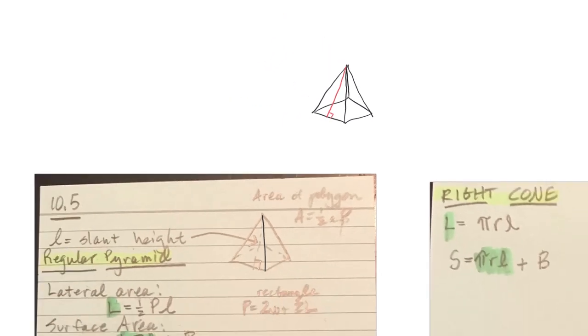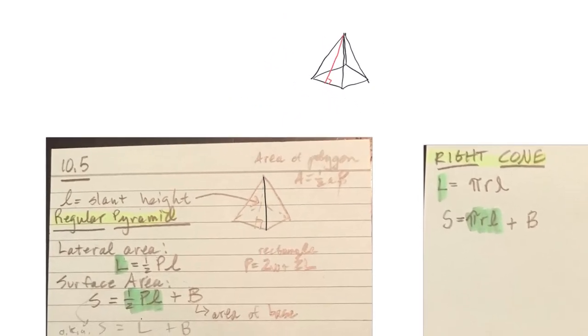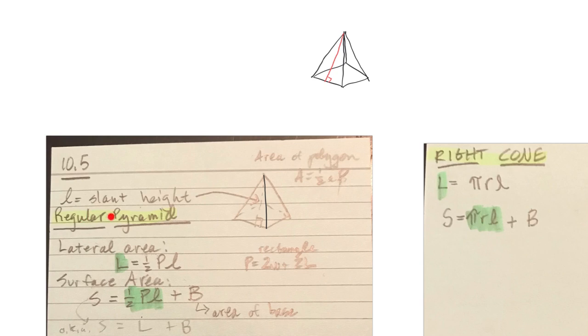Now, when it comes to the slant height of a regular pyramid, it would be that. And it turns out that the lateral area is nothing more than 1/2 times the perimeter of the base times the slant height. All right, 1/2 times the perimeter of the base times the slant height. Okay, simple as that. Surface area is just going to be that. Surface area is just going to be the lateral area plus 1 times the area of the base.